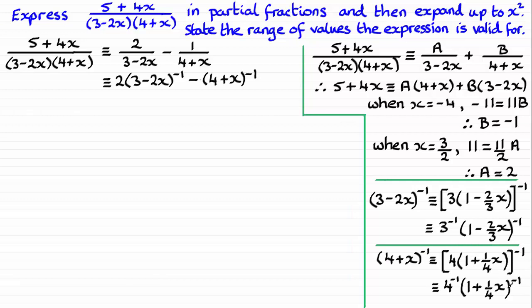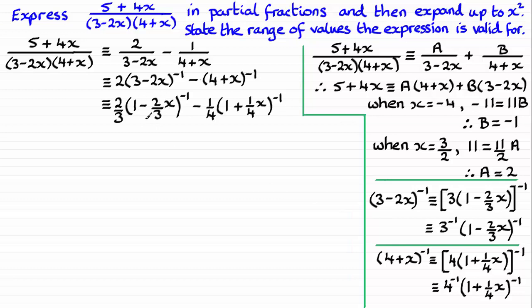Okay? Now, with 3 to the minus 1, we know that's a third. And when I multiply it with the 2 here, it's going to be 2/3 times the binomial expansion of 1 minus 2/3 x to the minus 1. And for 4 to the minus 1, well, that's going to be a quarter. So when you write that in, you should find that you've got this result here.